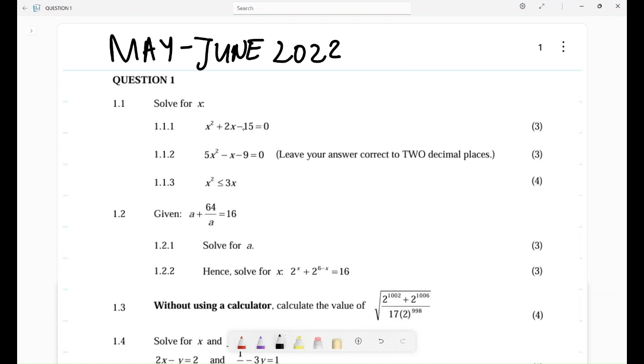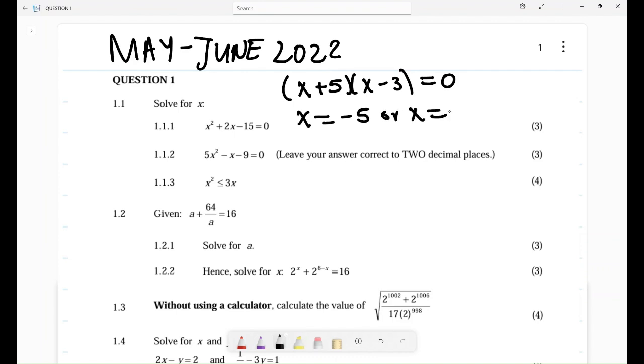1.1, solve for x. Now, x squared plus 2x minus 15. How do we go about this one? I know it's going to be (x plus 5)(x minus 3) equal to 0. Right? Therefore, x is equal to -5 or x is equal to 3, for 3 marks. Factorizing both values.